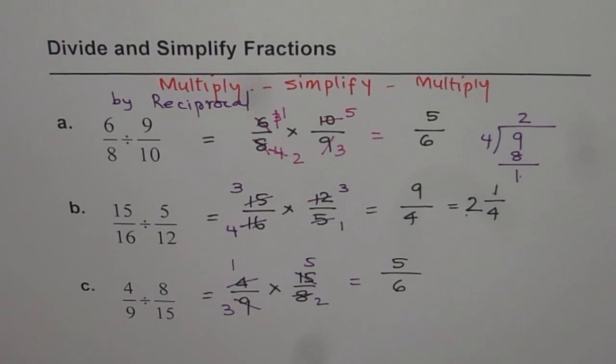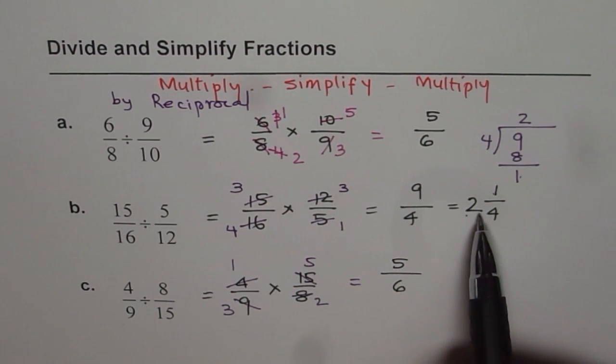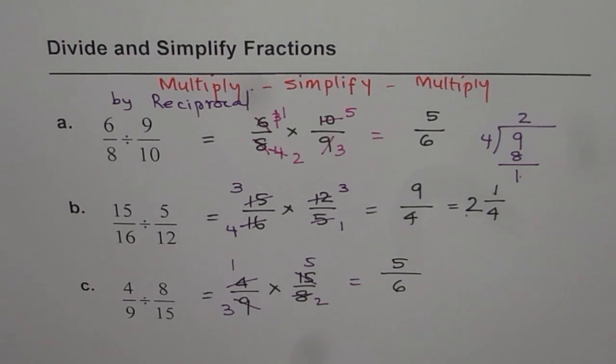In the lowest terms, so you should actually write all your answers in lowest terms. If you get an improper fraction, write it as a mixed fraction. So that is how you should be doing division and simplification of fractions.